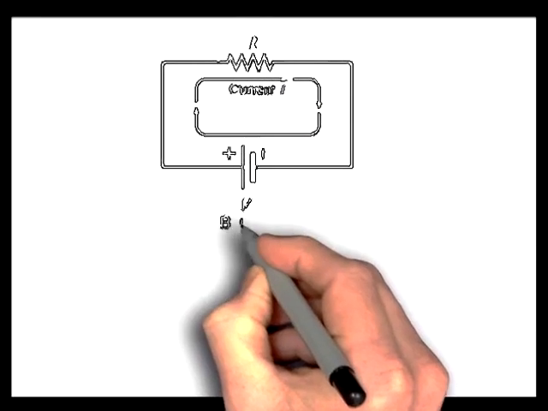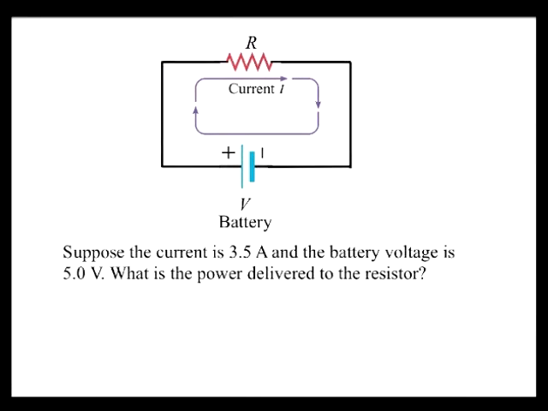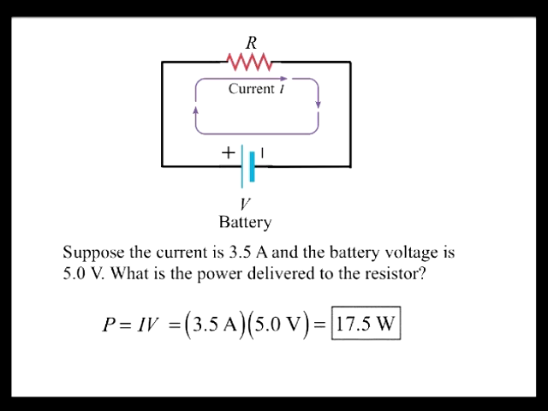As a quick example, suppose the current is 3.5 amps and the battery voltage is 5.0 volts. What is the power delivered to the resistor? We start with the power, P, equal to I times V, which equals 3.5 amps times 5.0 volts, which equals 17.5 watts.